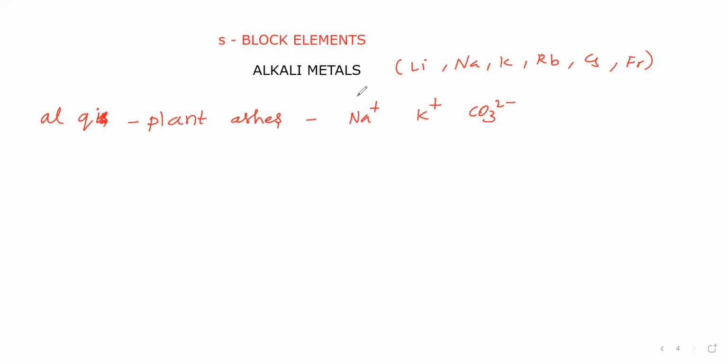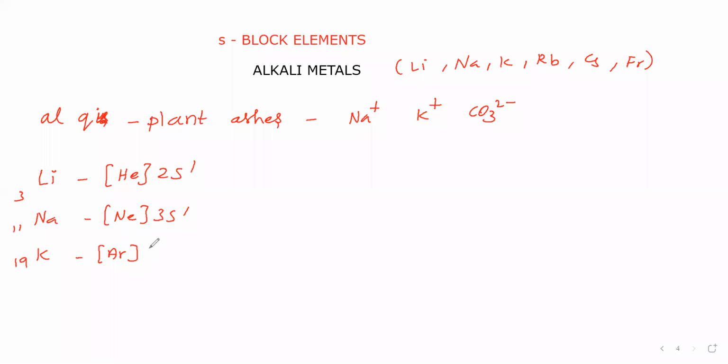Now we will see the electronic configuration of alkali metals. Lithium, atomic number 3, therefore the electronic configuration is helium 2s1. Next, sodium, atomic number 11, configuration is neon 3s1. Then potassium, atomic number 19, configuration is argon 4s1. Then rubidium, atomic number 37, configuration is krypton 5s1. Then cesium, atomic number 55, configuration is xenon 6s1.